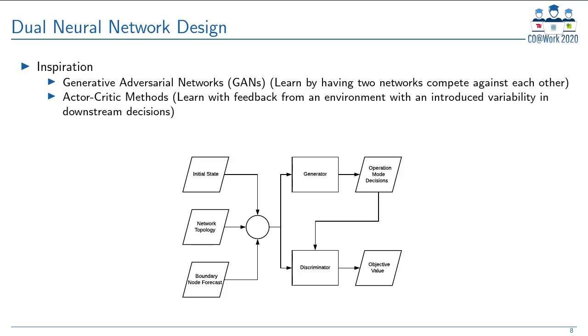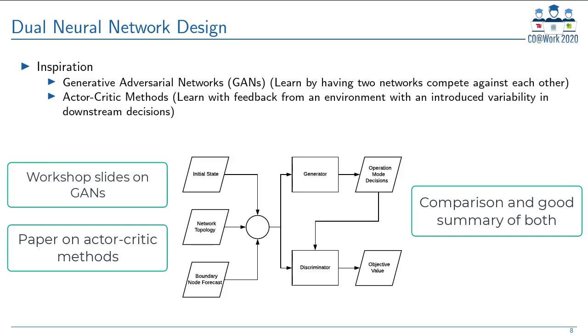So here's an overview of our dual neural network design, but first I should address the inspiration behind the design and some relevant material that would help understand it. Firstly, generative adversarial networks, or GANs. Here's a link to some nice workshop slides that cover what a GAN is. Essentially, they've recently become popular for tasks which involve creating content.